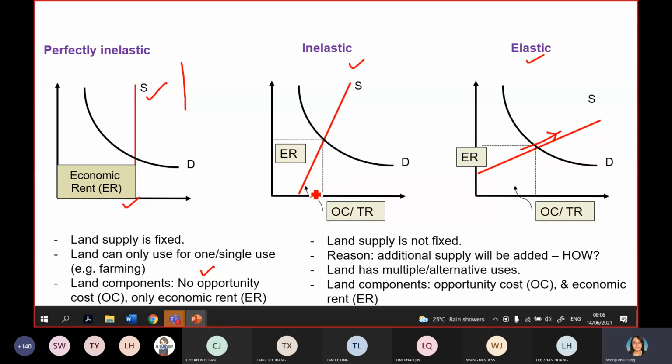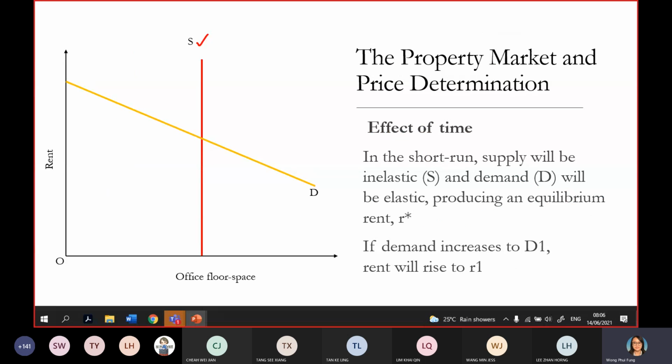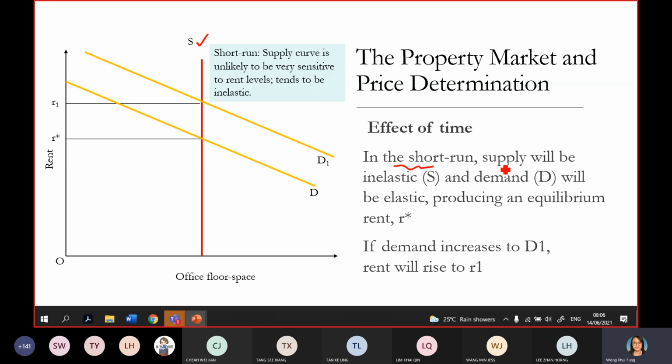So today we have to consider the effect of time. You can see here in the short run, supply will be inelastic and demand will be elastic, producing an equilibrium rent R as the rate. So you can see S is perfectly inelastic, whereby your D is sloped like this. The equilibrium point will be here. This one is what we mean by equilibrium rental.